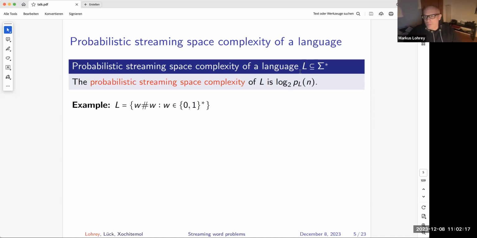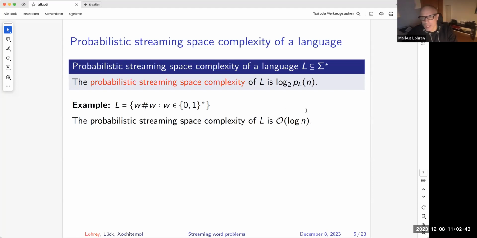Good. To make this a bit more clear, let me give you a simple example. Take this language L. You have a word W over the alphabet {0,1}, a bit string, and the words in your language are of the form W # W. Sharp is a separator symbol. This is clearly a non-regular language, right? And let me explain why the probabilistic streaming space complexity of this language L is logarithmic in N.